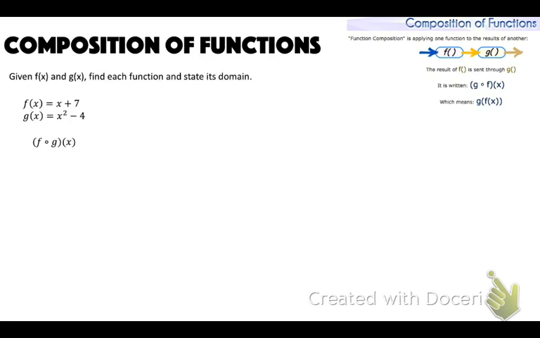Okay, this one. So we're not given a number now. We're just finding f of g of x. So I'm going to take g of x and plug it into f. So g of x is x squared minus 4. So that's what I'm going to plug into f. So wherever there's an x there, I'm going to plug in x squared minus 4. So I have x squared minus 4 plus 7, which is the same as x squared plus 3.